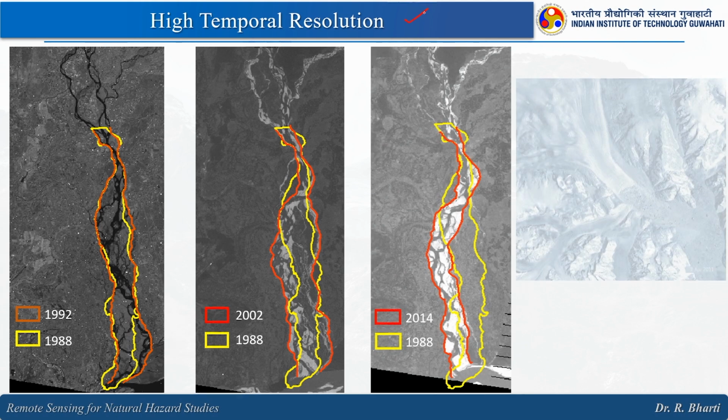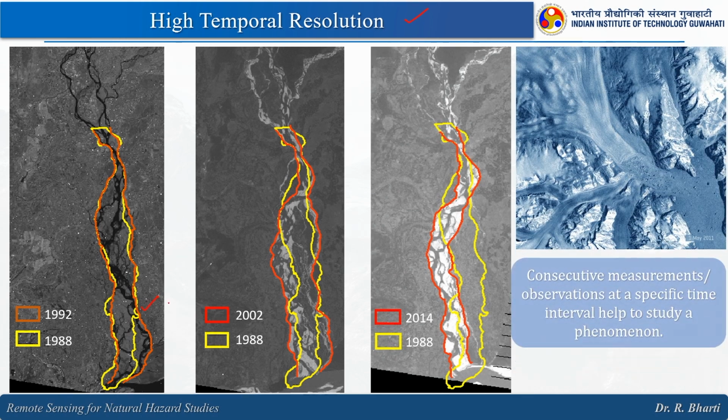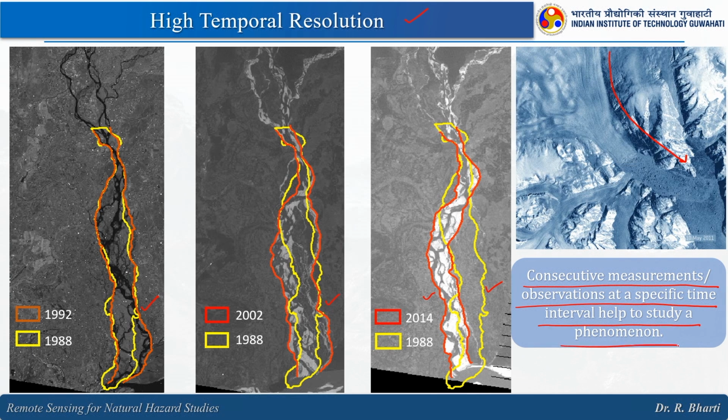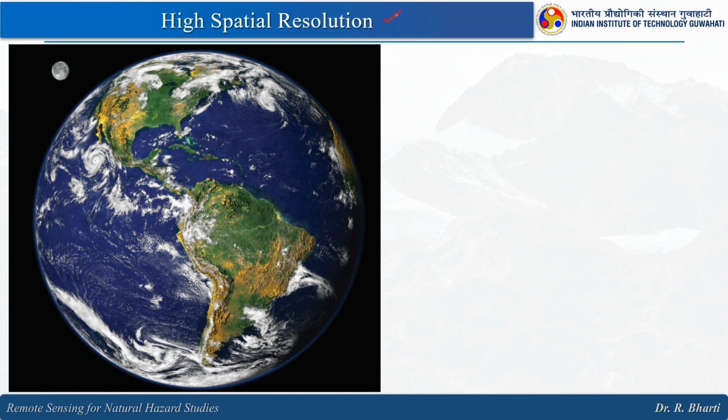With the high temporal resolution, we can easily go for monitoring how a particular river is changing its form or geometry over time, or even how a glacier is moving with time, and what velocity can be estimated. Consecutive measurement observation at a specific time interval helps to study a phenomenon. That will give you information about the behavior or the process of a particular problem. The high spatial resolution has a further advantage to this.